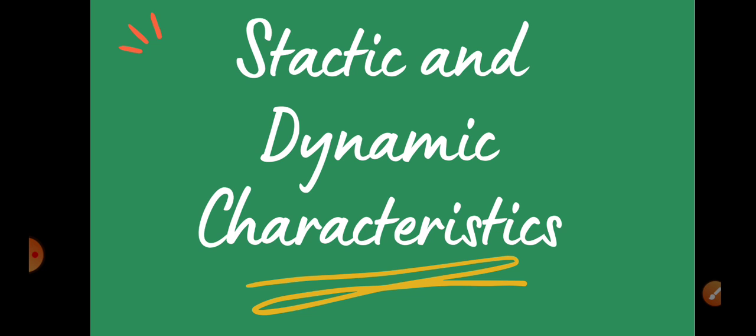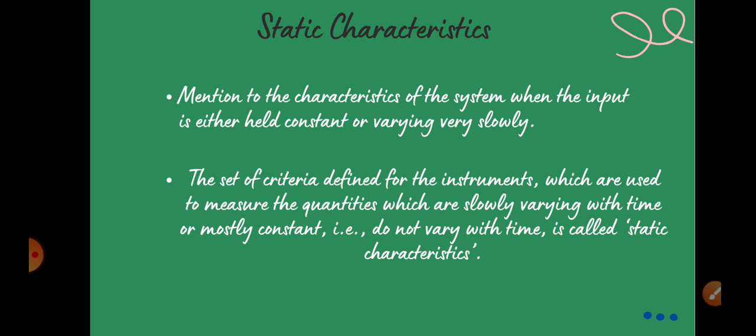Because of this you can know whether this sensor is suitable for that particular application or occasion or not. So first, static characteristics. What are the static characteristics? It is the set of criteria defined for the instrument which are used to measure quantities which are slowly varying with time or mostly constant. Means these characteristics of the system are measured when the input is either held constant or varying very slowly.